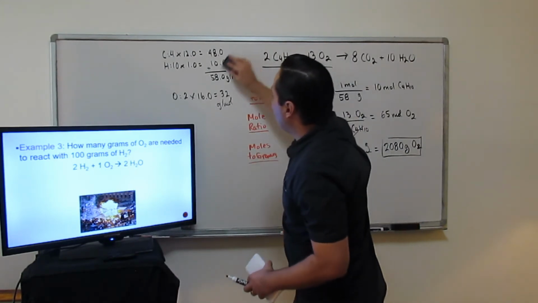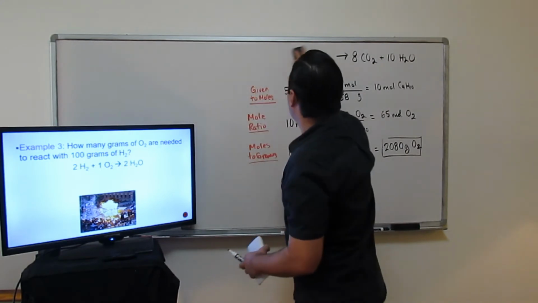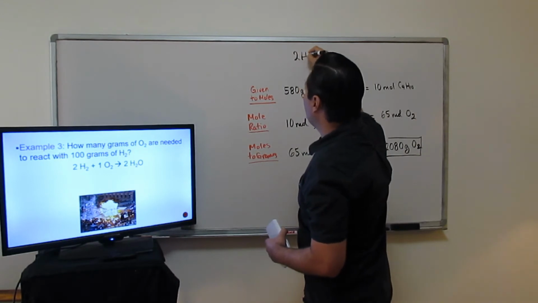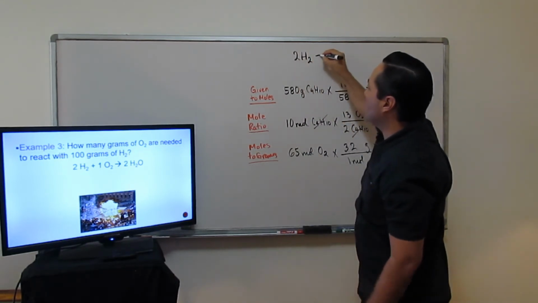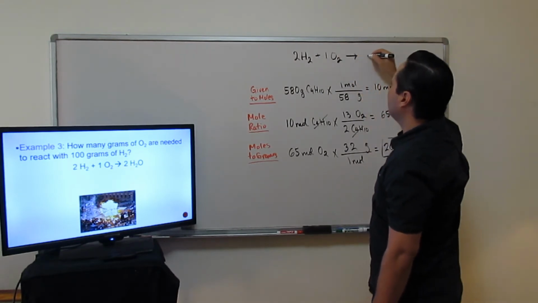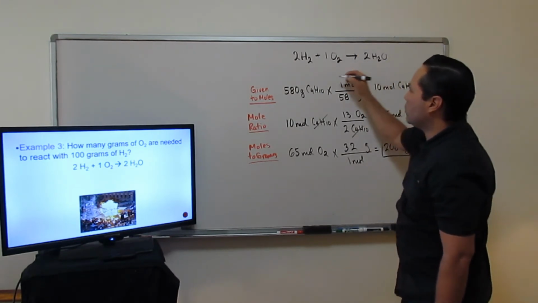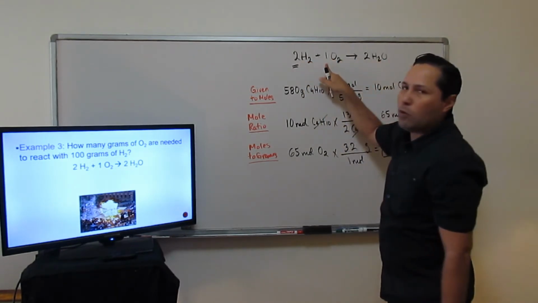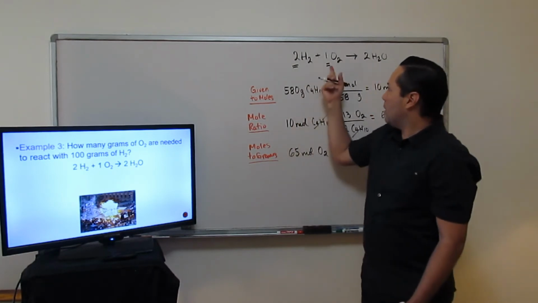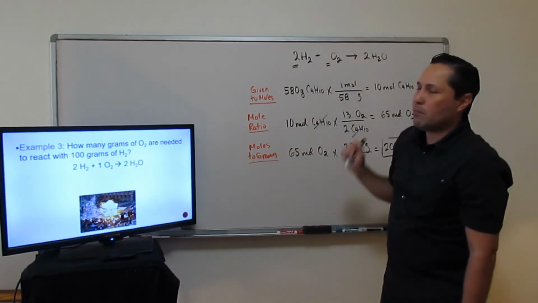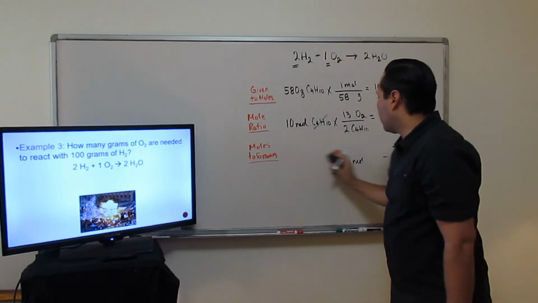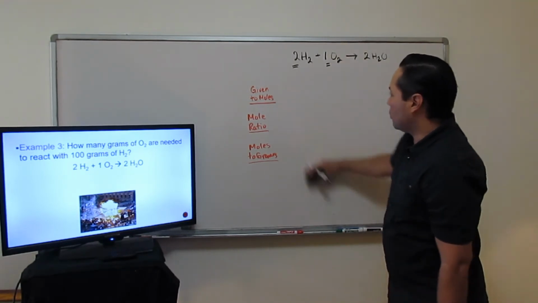Alright, so I'm going to erase the previous problem and write the balanced equation for this new problem. So for every 2 moles of hydrogen, you need 1 mole of oxygen, and that's going to yield 2 moles of water in a chemical reaction. Usually a 1 is not placed, but I did so that you know where I'm getting the value from. If it's blank, that means there's a 1 right there.